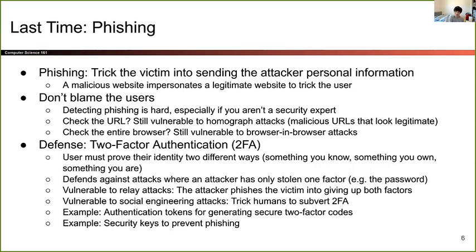The best defense here is two-factor authentication, or 2FA, where the user has to provide two different ways of proving their identity. Generally, it's something you know, something you own, or something you are, and you want two out of those three, or maybe all three. These defend against attacks where, say, the attacker only stole the passwords. Some of them are vulnerable to relay attacks or social engineering attacks. And we talked about a couple examples, such as authentication tokens, which rely on cryptography, or security keys, which rely on even more cryptography, except it's embedded in a processor inside a physical key.